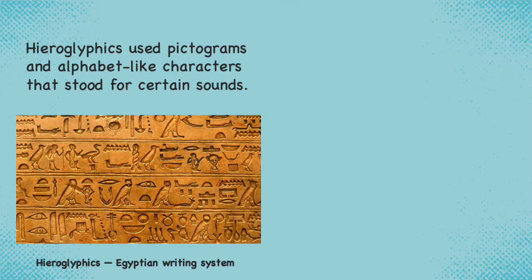The Egyptian writing system began with pictograms, the first of which date back to 6000 BCE. Over time, they added other elements to the writing system, including alphabet-like characters that stood for certain sounds and other syllabic symbols, and this is known as hieroglyphics. This photo shows the ancient writing system, hieroglyphics.